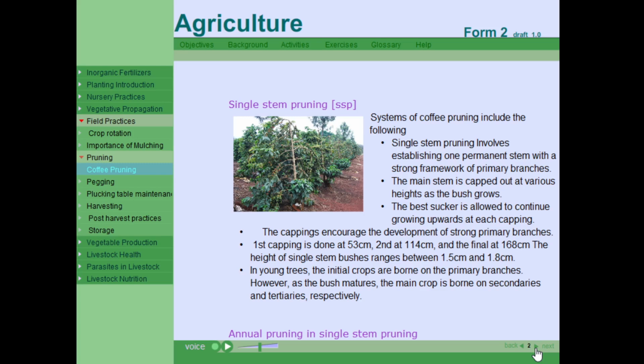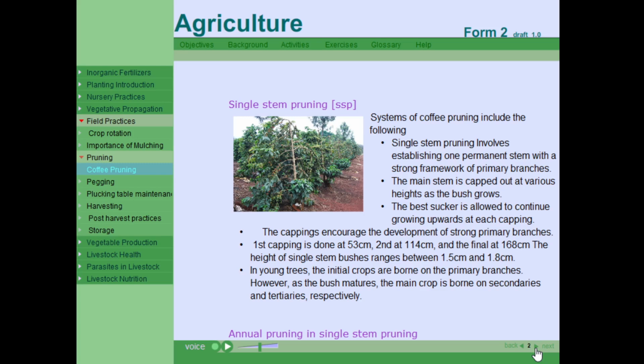The best sucker is allowed to continue growing upwards at each capping. The cappings encourage the development of strong primary branches. First capping is done at 53 centimeters, second at 114 centimeters, and the final at 168 centimeters. The height of single stem bushes ranges between 1.5 meters and 1.8 meters.